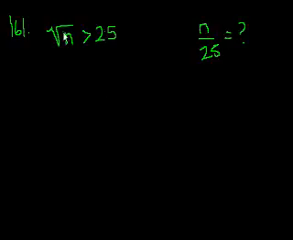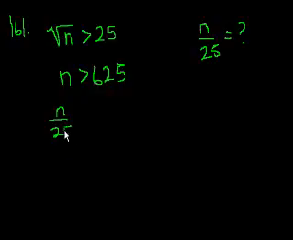Let's see if we can manipulate this a little bit. If we square both sides, we get n, right? The square of the square root of n is n, which is greater than 625. And then if we divide both sides by 25, we get n over 25 is greater than 25. So a valid value for n over 25 has to be greater than 25. If we look at all the choices, there's only one value that's greater than 25, and that's E, 26.